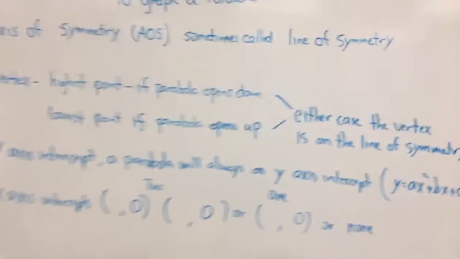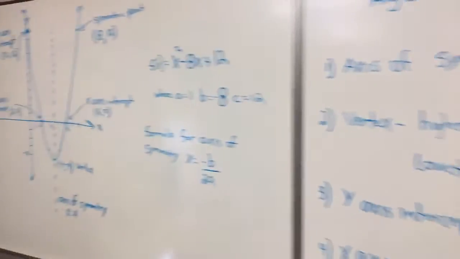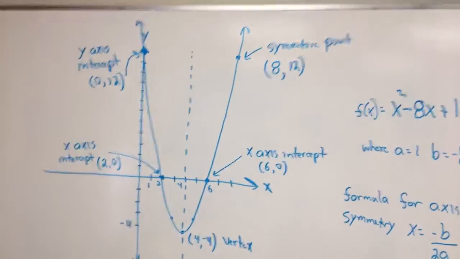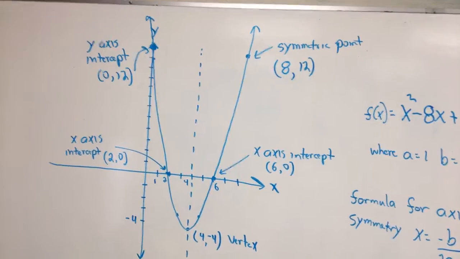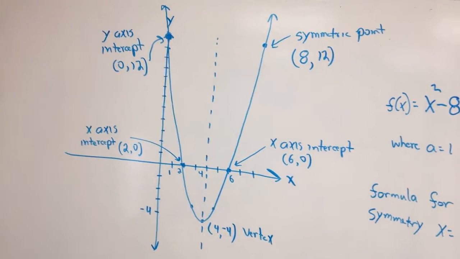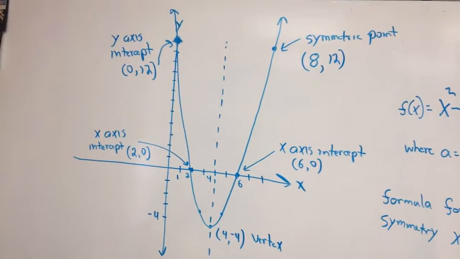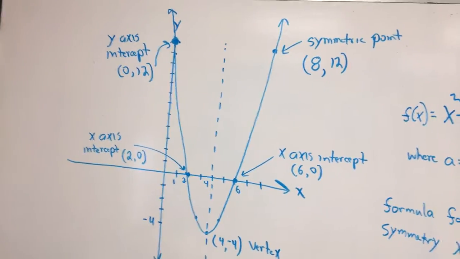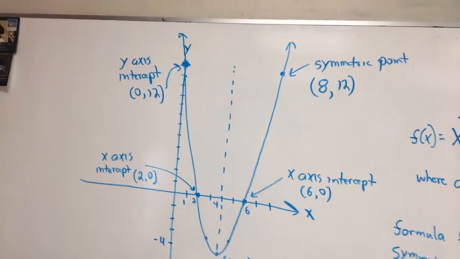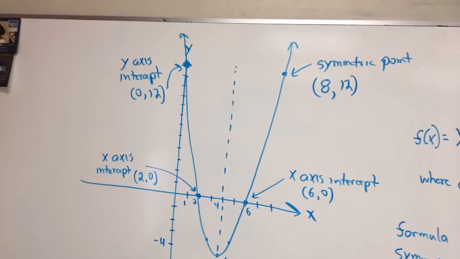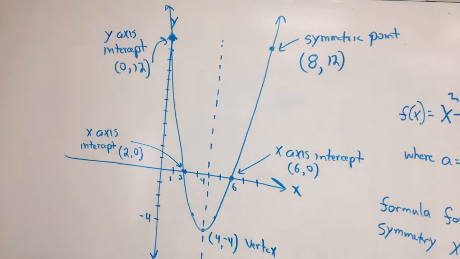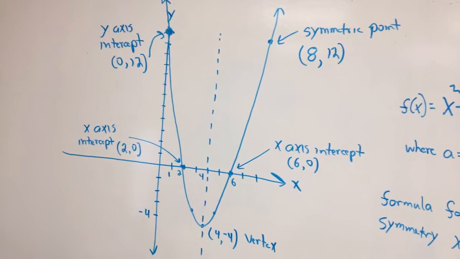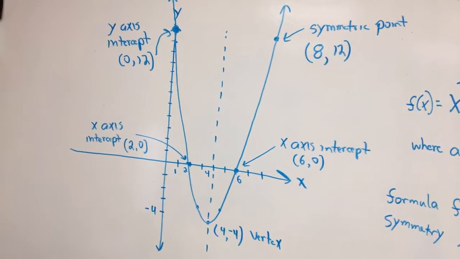So let's have a look at what this actually looks like if you were to draw a picture. Here's my beautiful parabola. Notice my axis of symmetry. It's that vertical dotted line running up and down. Notice that the vertex is on the axis of symmetry. The x-axis intercept is where it crosses the x-axis, and the y-axis intercept is where it crosses the y-axis. Notice it's symmetric. For every point to the left that has a y value, there's a point on the right with the same y value.